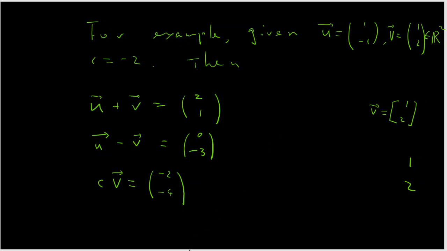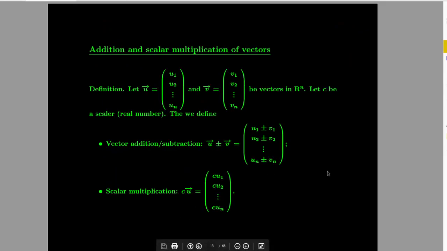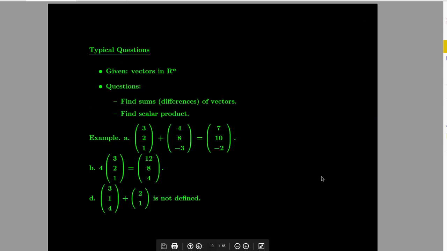So we have seen the definition of addition and scalar multiplication. For the three questions on the screen, I really think they are simple. I do not have to make too many comments. Now look at question A. In the question you are given two vectors in R3, and the answer is 7, 10, -2 as the three components. Again, you add the corresponding components, and you have the answer.